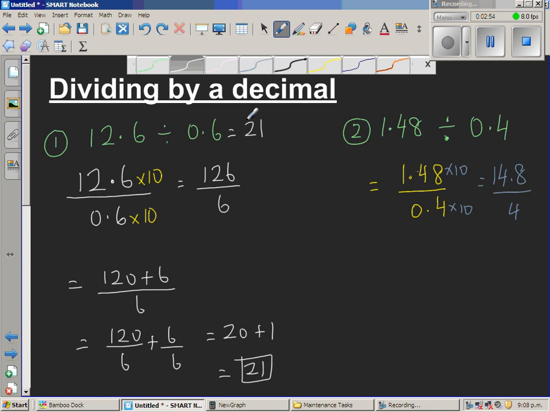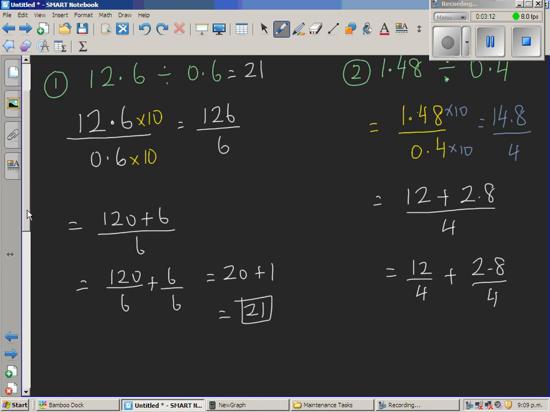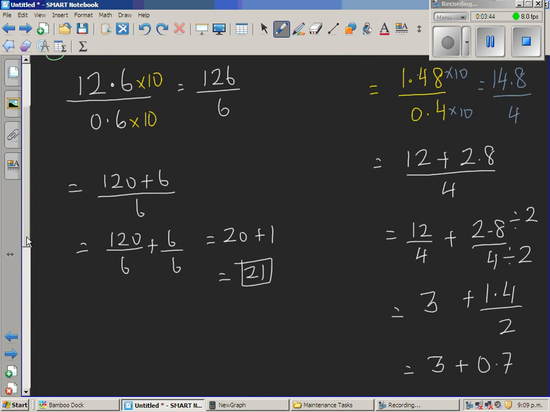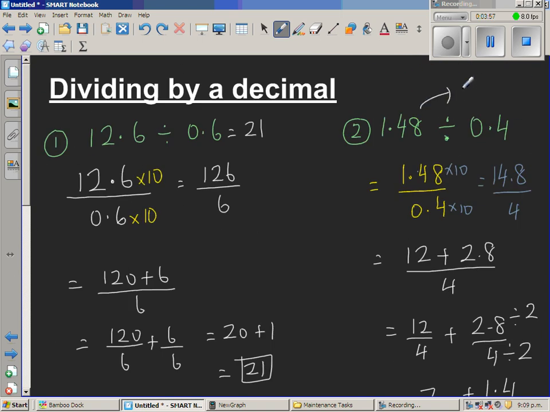I'm going to write this as 12 plus 2.8 divided by 4. This is nothing but 12 divided by 4 plus 2.8 divided by 4. The 12 divided by 4 is easy, this is 3. And for the other part, I'm going to halve: this is the same as 1.4 divided by 2, making half of them. This is 3 plus 1.4 divided by 2, which means half of 1.4. That is simple, that is 0.7. So this is 3.0 plus 0.7, and the answer is 3.7.